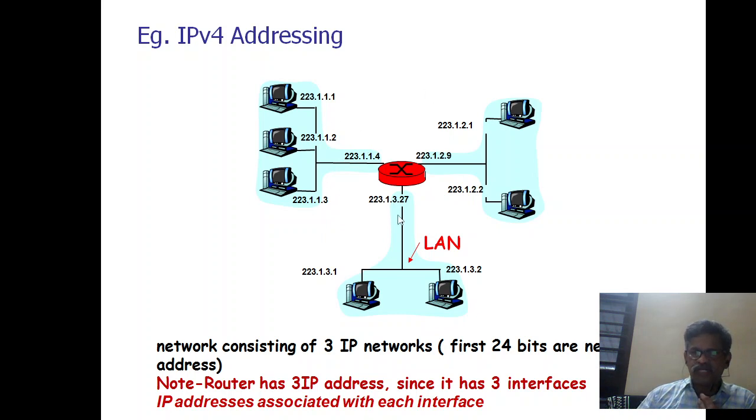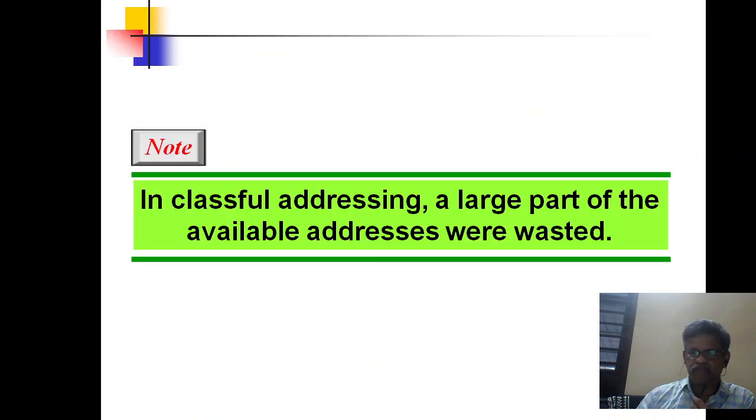So this router has three interfaces: 223.12, 223.13, 223.11, and there is a specific address for each interface of a router. Now, how many interfaces are there? Those interfaces have addresses. Here each device has an address. So the router has three IP addresses since it has three interfaces. So an IP address is associated with each interface. There is a network portion which is 24 bits. So we will see how the network portion and host ID portion, net ID portion are fixed using a number.